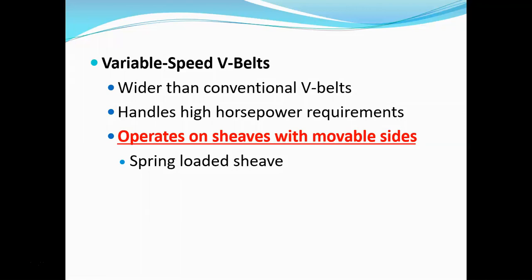So they're wider than the normal V-belts. They handle high horsepower requirements, and operate on sheaves with movable sides. That's the key word there. Notice it's red. Variable speed V-belts operate on sheaves with movable sides. One of the sheaves is spring loaded and the other one is adjustable, either manual or electrical. But in our application, with our drill presses, it is a manual adjustment.